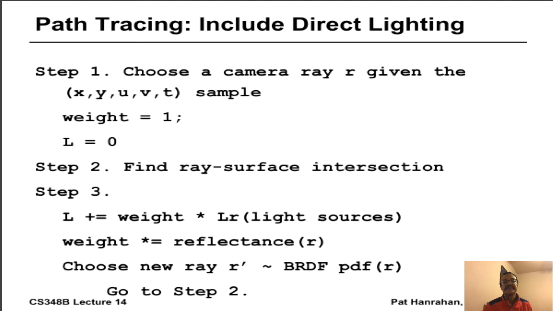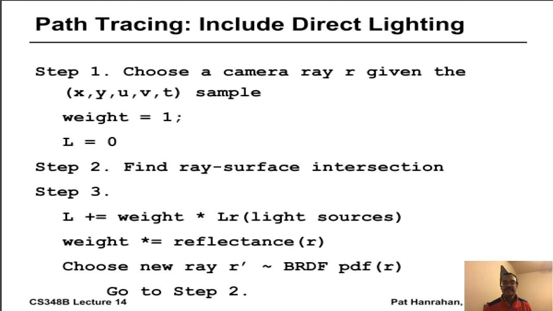And it can sample over the time if you're trying to do motion blur. The initial weight of this ray is equal to 1. The initial radiance contribution is equal to 0. Step 2, you find the ray surface intersection. Step 3, you immediately add the contribution of the light sources. In fact, you could also handle emission in this step. You say L plus equal to weight times the reflected radiance from the light sources. That will be handled essentially using your direct lighting algorithm.